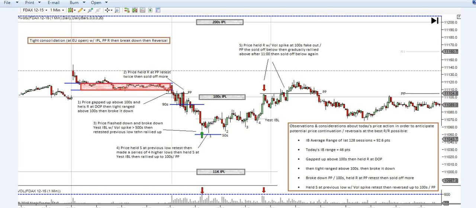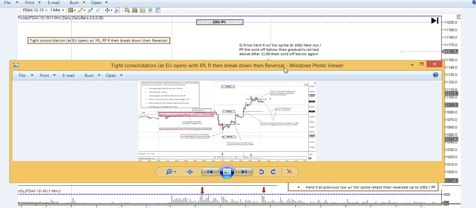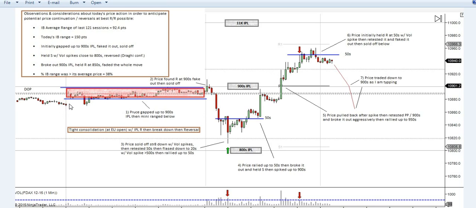This kind of setup is similar to this setup which I have archived. In this case, we had a gap up at the open like today, but not above the intraday psychological level of 900s, but below, but it's almost the same. So we had a tight range as well, then resistance, then an initial sell-off, then support, and then a rally back above.